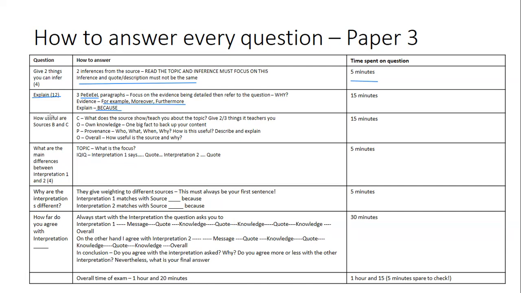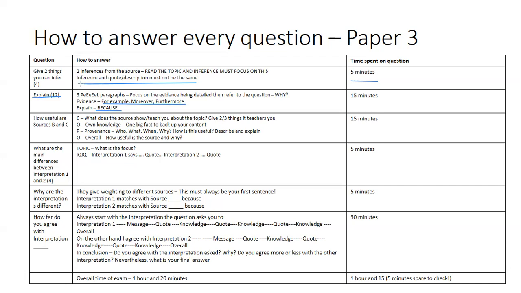Question 3A is how useful are sources B and C? Now, this will be in your interpretation and sources booklet that you are given. So with this, top copo, C, what does the source show or teach you about the topic? So give 2 or 3 things that it teaches you. So source B is useful as it shows me. So if it's how useful are sources B and C for an inquiry into challenges the Weimar faced, what challenges does it show you about? Give quotes to back it up. Show that you understand that source.